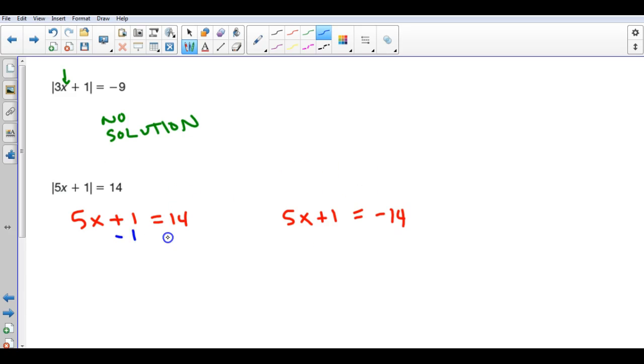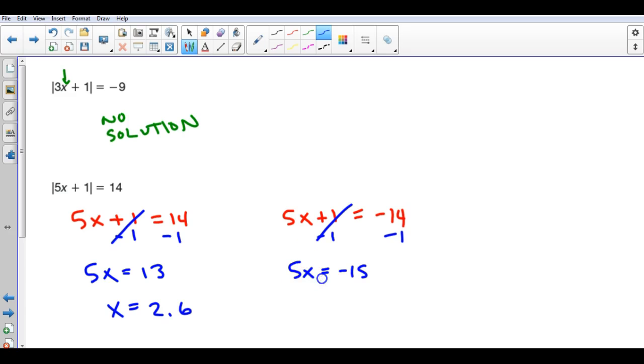I'm going to subtract 1 here. 5x equals 14 minus 1, which is 13. And if you divide both sides by 5 in your calculator, you're going to end up with 2.6. And then this problem over here, I'm going to subtract 1 on both sides. 5x equals negative 15. And when I divide both sides by 5 here, you get a negative 15 divided by a positive 5, which is negative 3. So these are my 2 answers in this case.